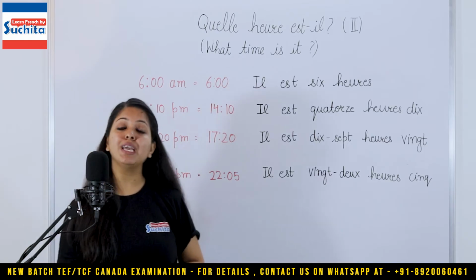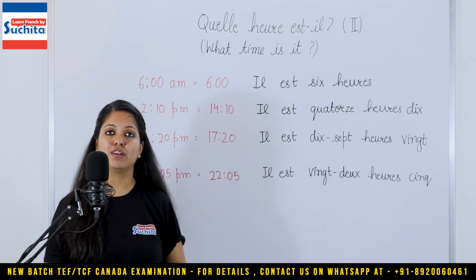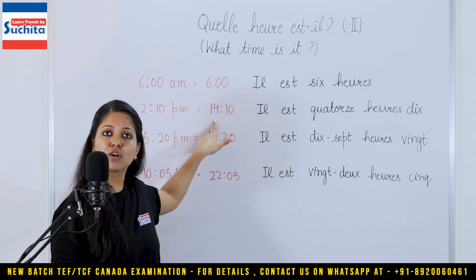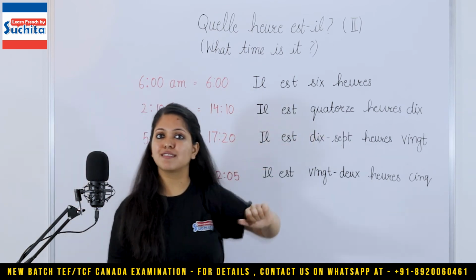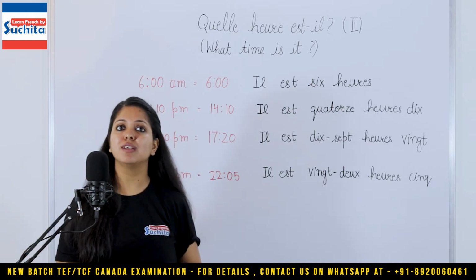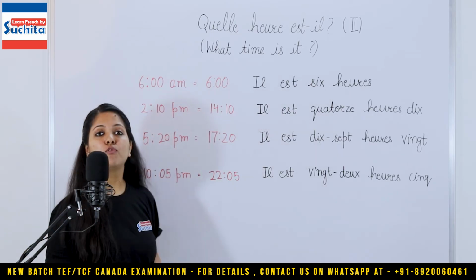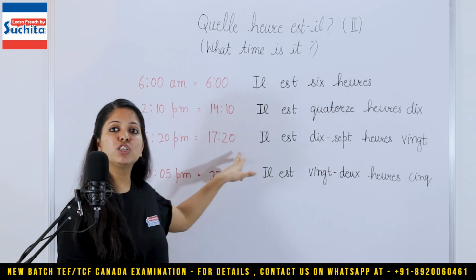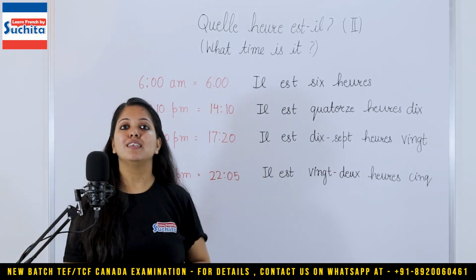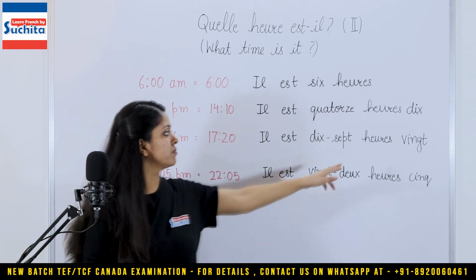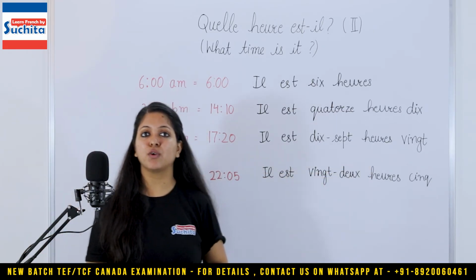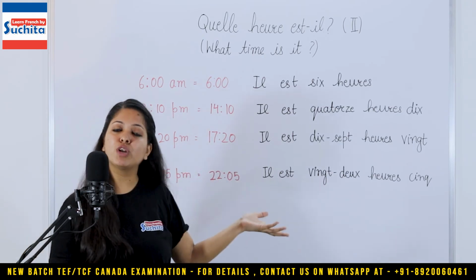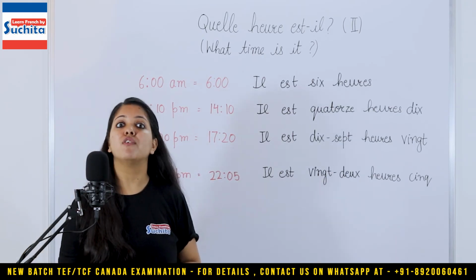Now, next. 2 PM. So 2 PM would be 14:10. So how do you say that? You say il est 14h10. Next, 5:20 p.m. That is 17:20. So you say il est 17h20. Had it been 5:20 a.m., then we would have written il est 5h20.